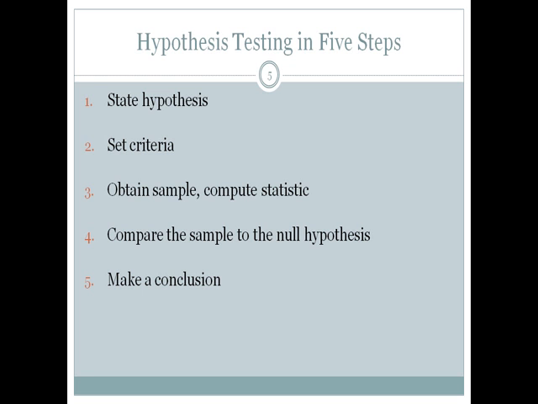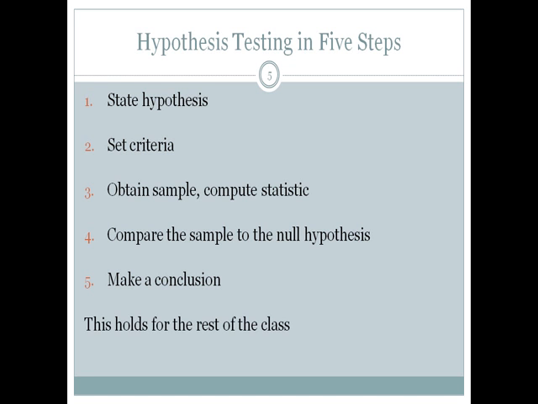Step 4, compare the calculated sample statistic to what your null hypothesis would have expected you to find. So we're going to come up with a null hypothesis and an alternative hypothesis that I'll talk more about later and make more sense in context. And step 5 is making a conclusion about your hypothesis. Was your hypothesis supported or not?